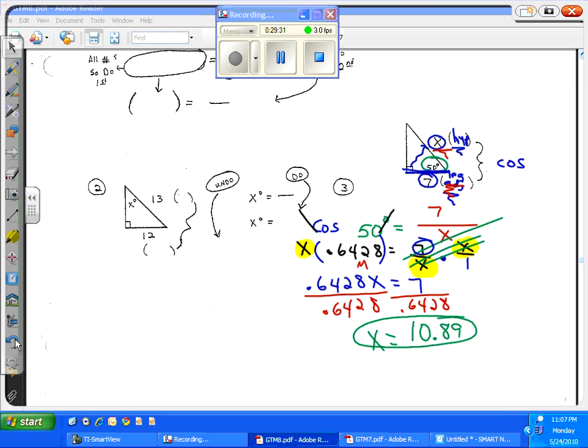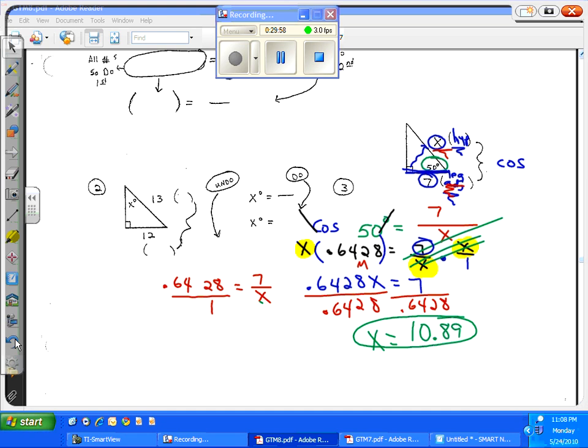Now, that's thinking of eliminating the denominator by multiplying through the denominator. But let's back up to the point where we did that. We've got 0.6428 is equal to 7 over x. Another way to look at that is to just put that decimal over 1 and solve it as a proportion.